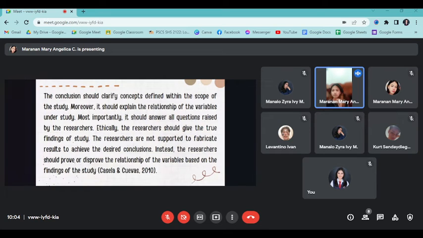The conclusion should clarify concepts defined within the scope of the study. Moreover, it should explain the relationship of the variables under study. Most importantly, it should answer all questions raised by the researchers. Ethically, the researchers should give the true findings of the study. The researchers are not supposed to fabricate results to achieve the desired conclusions. Instead, the researchers should prove or disprove the relationship of the variables based on the findings of the study.